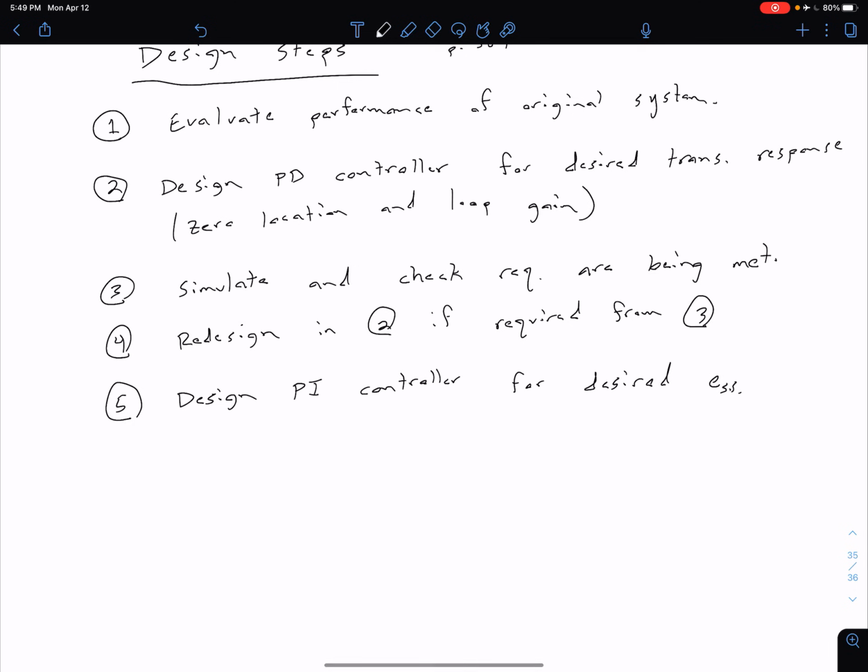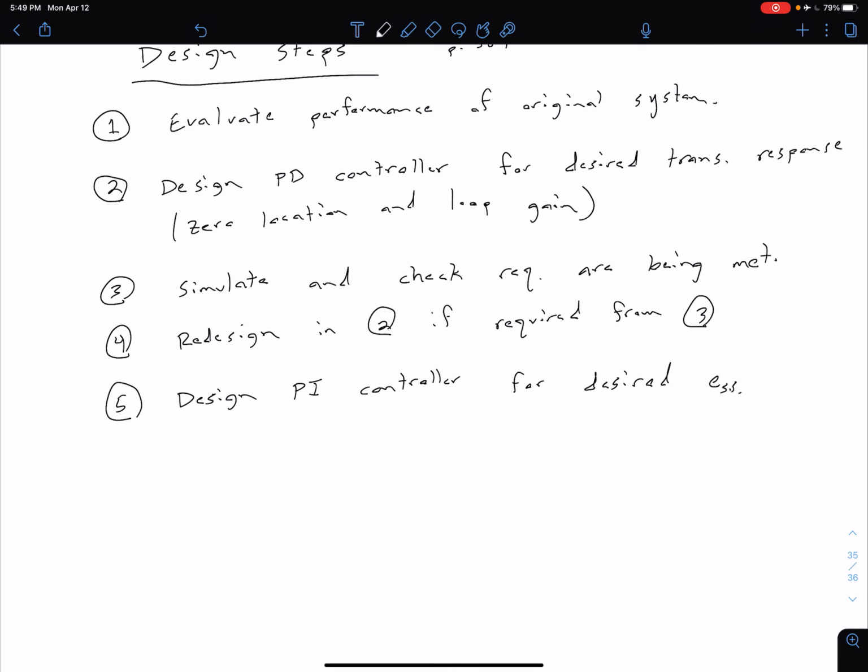As we talked about in the previous video, we could essentially switch steps 2 and 5 and do our PI controller first and then our PD controller. It doesn't make a huge difference. However, our book is starting with the PD controller, so that's what I've done to be consistent in the notes here.